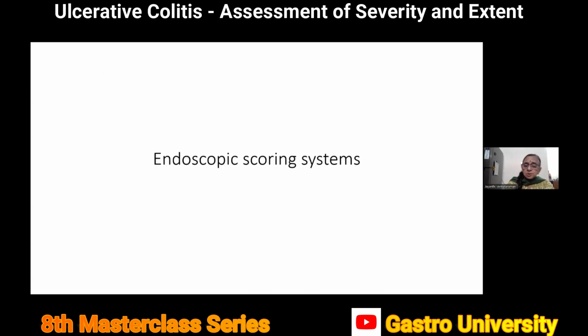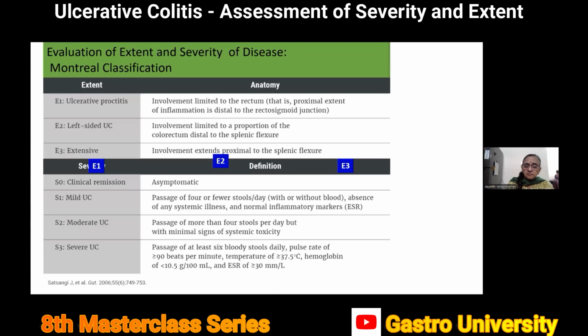Coming to the last bit, the endoscopic scoring systems, we've already discussed this. The E1 is rectum involvement, E2 is left-sided, E3 is extensive. And for the severity, we have patients who have no symptoms, those with mild ulcerative colitis who pass motion 4 to 6 times per day or less than that. Moderate are those who pass more than 4 times with minimal systemic toxicity, and severe ones are the ones who have florid systemic symptoms such as fever, low hemoglobin, and raised ESR.